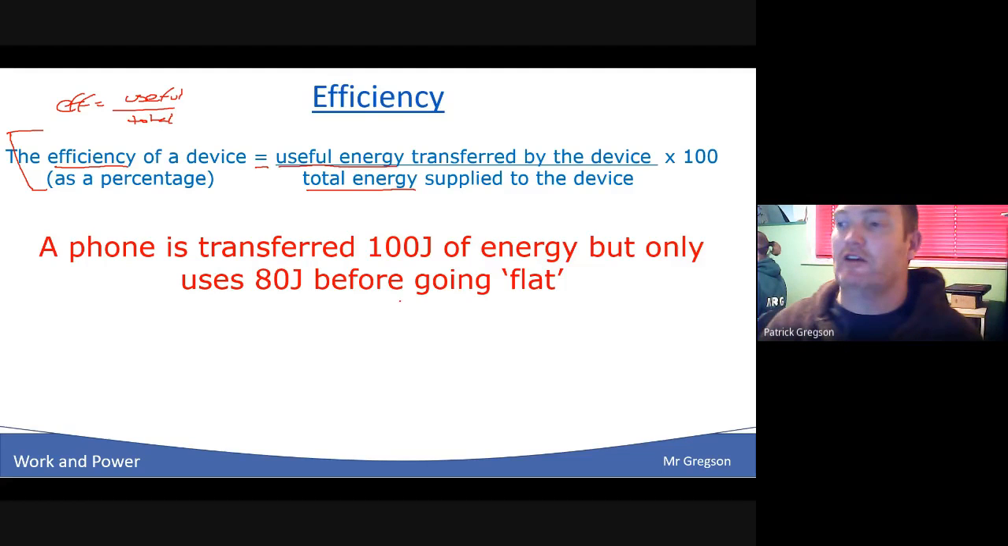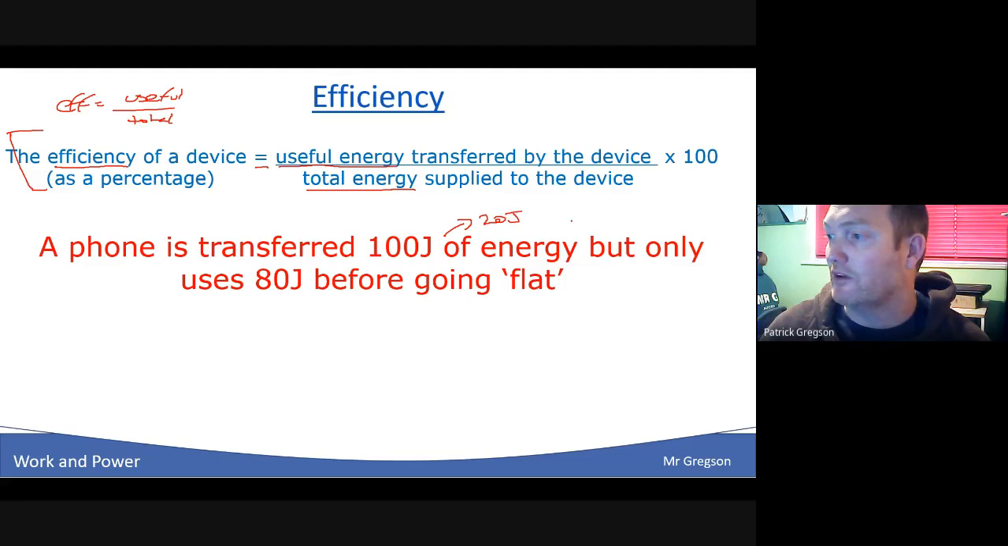Okay, so here's a question for you. It's a work example, fairly typical. A phone is transferred 100 joules of energy, but only uses 80 joules before going flat. Now, it's pretty obvious there's 20 joules missing somewhere. It doesn't just disappear. I'll deal with that first. It's nothing to do with the question, but the 20 joules will have gone off as probably heat.